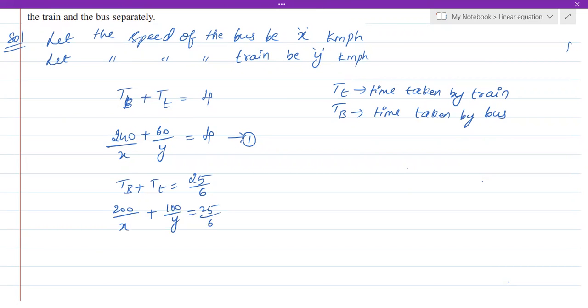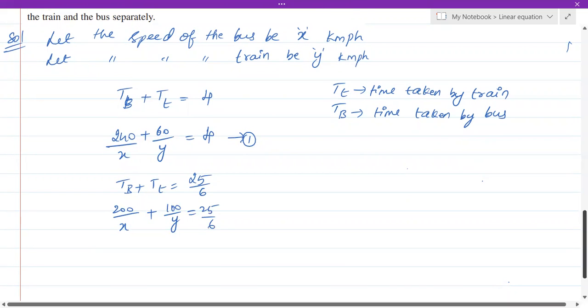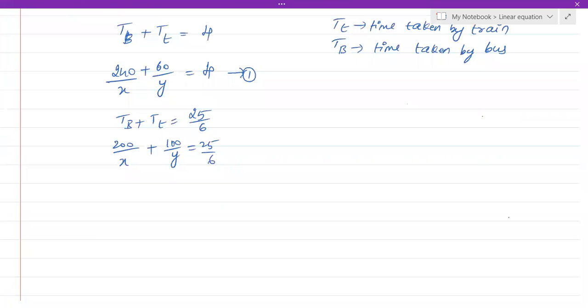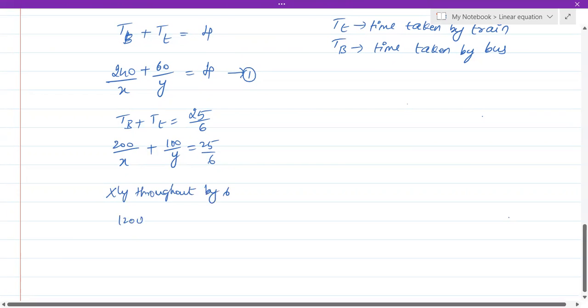Or since in the RHS, the 6 is in the denominator, let's multiply throughout by 6 so that the fraction will be reduced. So 6 into 200 will become 1200 by x. 6 into 100 will become 600 by y. 25 into 6 by 6, the 6 gets cancelled, we will be left with 25. This will be our equation 2.